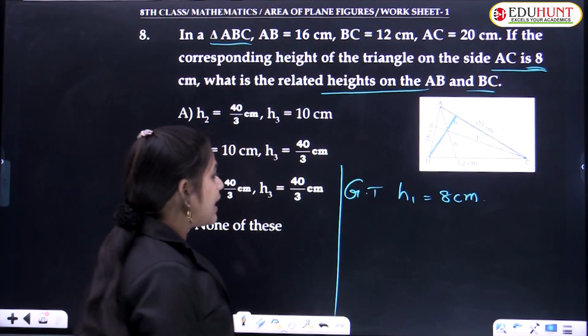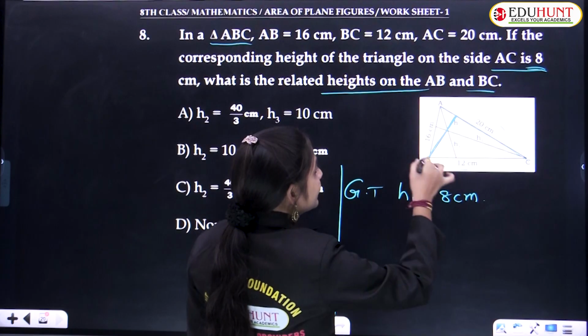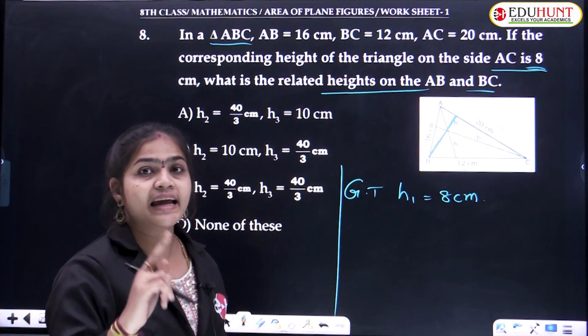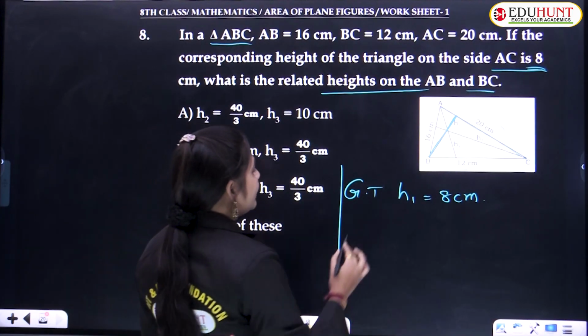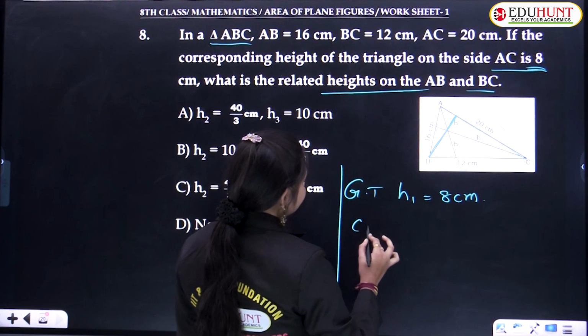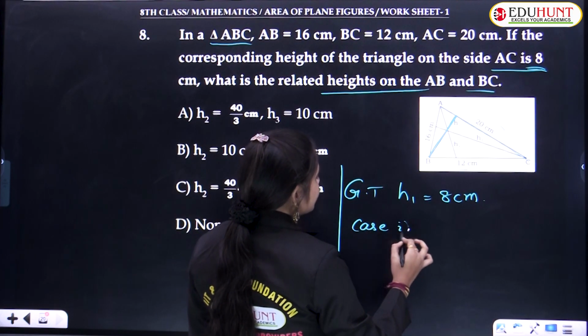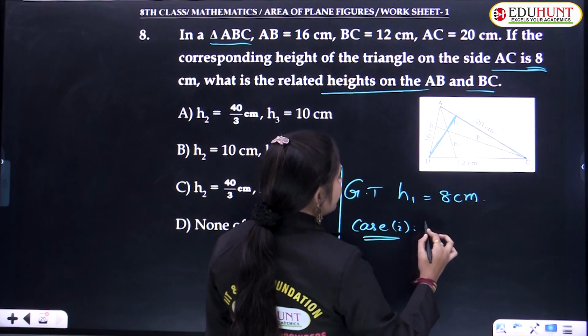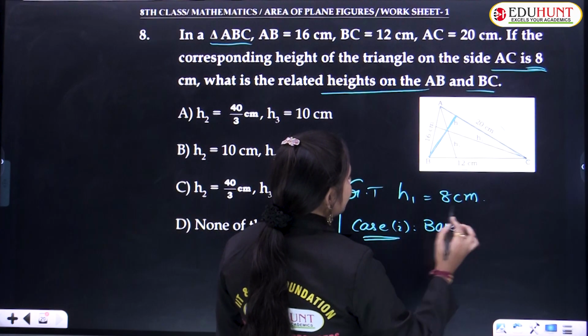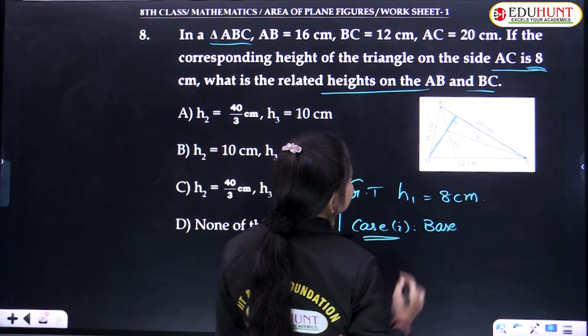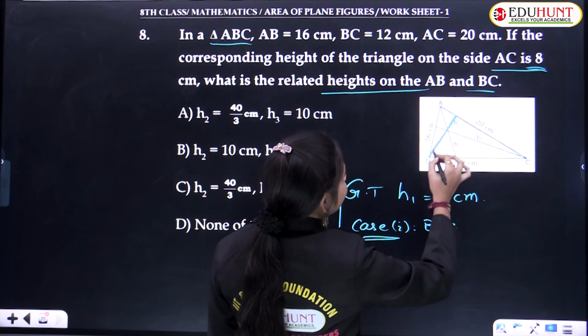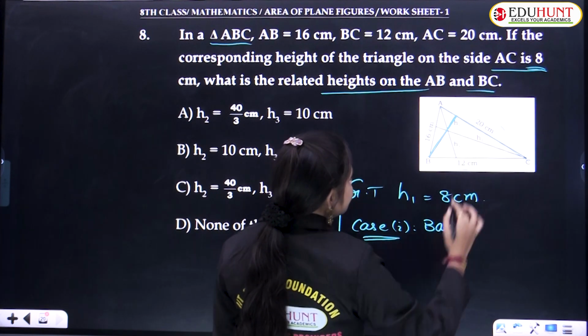Now see that it's a triangle, and we need to find the area by using H1, height 1. Here are 3 cases. Case 1, base of the triangle is 16 cm. Which one is given? H1 is given, no? Take the base as AC.